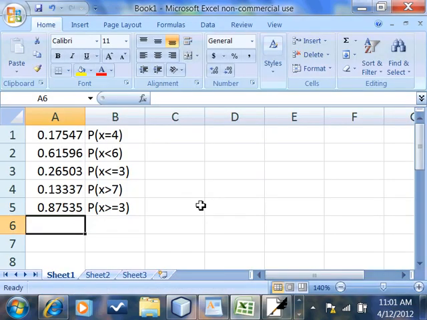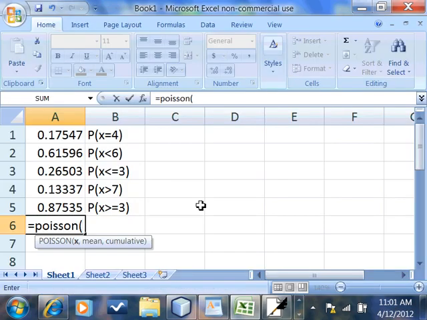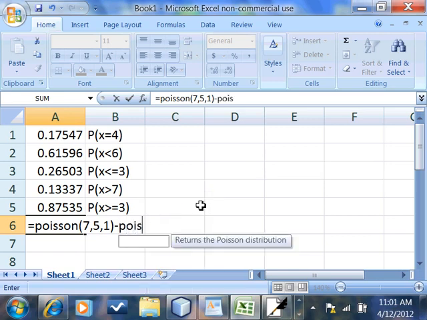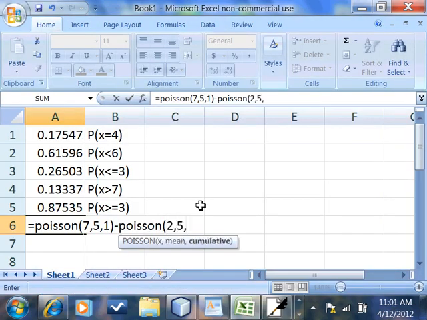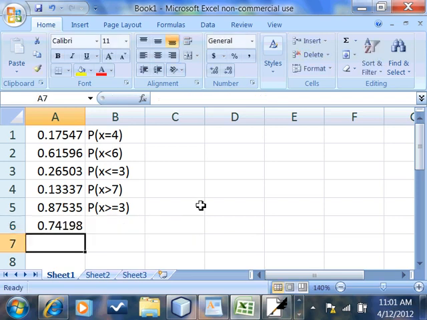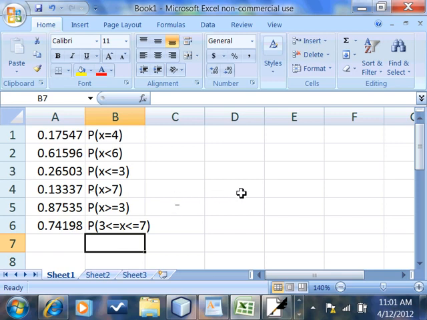In Excel, equals Poisson. The ending number when going from 0 up to a number, first braces, ends at 7, then 5 and 1 for cumulative. Minus Poisson, the ending number when going from 0 up to a number, which would be 2 in the second braces, 5 and 1. And that's how we'd plug it in. This gives us 3 to 7. Those would be our answers, and that's how you do the Poisson distribution in Excel.